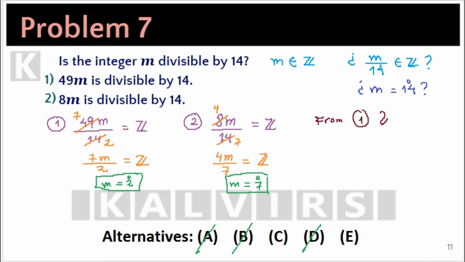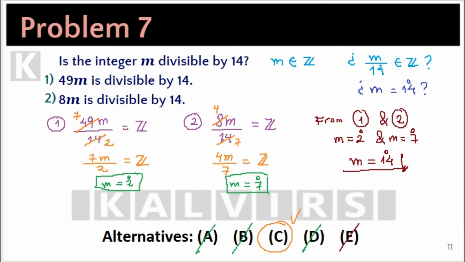Now, from statements 1 and 2 together, m is a multiple of 2 and m is a multiple of 7 as well. If m is a multiple of both 2 and 7, then m must be a multiple of 14. Finally, choice E is eliminated and choice C is correct. We need both statements to answer the question.